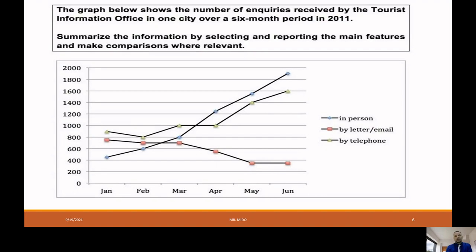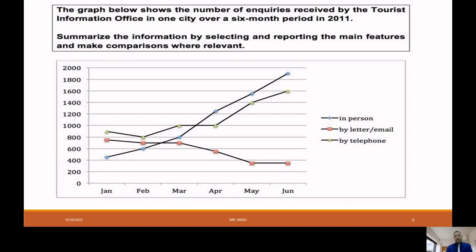As you can see, the graph below shows the number of inquiries received by the Tourist Information Office in one city over a 6-month period in 2011. The time in the question is important because you will commence your answer using the tense, past tense or past tenses, simple past, past perfect. If you have a time in the past, like 2011, and we are now in 2021, you can use simple past and also past perfect.